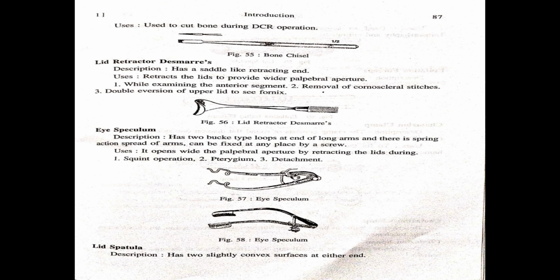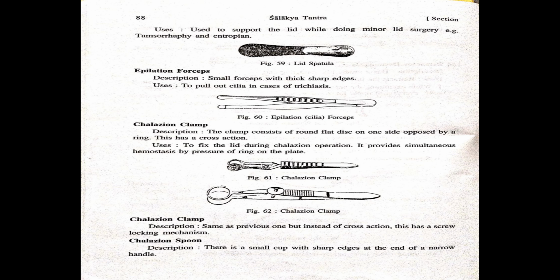Lid spatula. Description: has 2 slightly convex surfaces at either end. Uses: used to support the lid while doing minor lid surgery, e.g. tarsorrhaphy and entropion. Figure 59, lid spatula. Epilation forceps. Description: small forceps with thick sharp edges. Uses: to pull out cilia in cases of trichiasis. Figure 60, epilation (cilia) forceps.